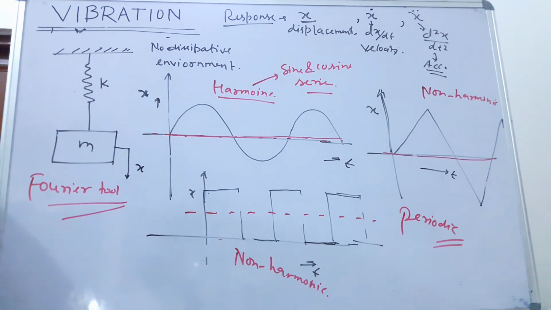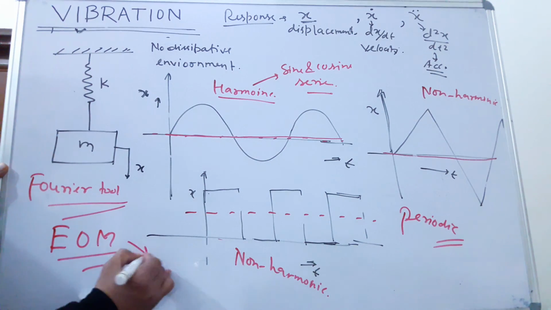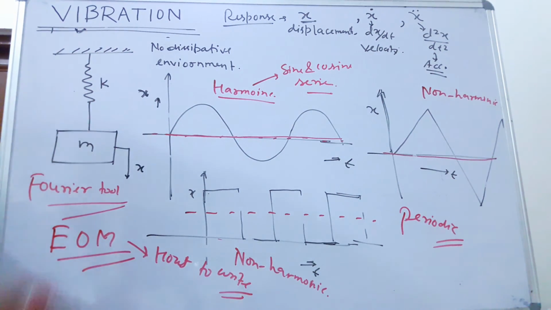In today's lecture we have just studied the response of the system, that is displacement, velocity and acceleration, and the harmonic and non-harmonic functions. In the next lecture we will study the mean position and the motion analysis. The motion analysis I mean to say is the equation of motion, how to write the equation of motion for a given system.